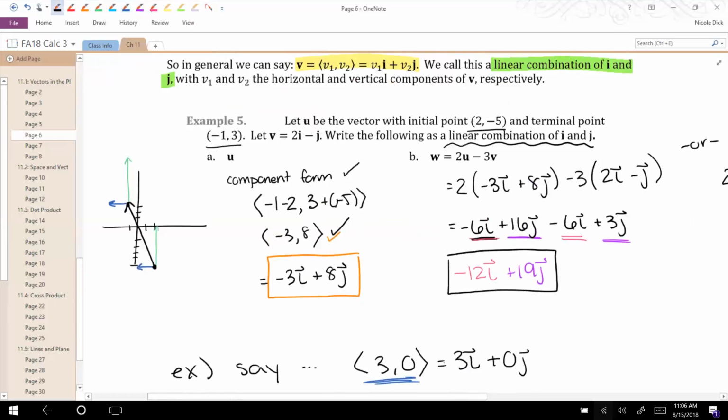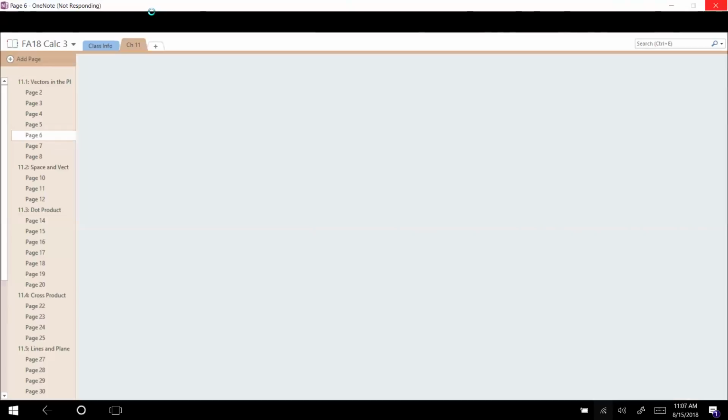So when we were doing component form back on page, oh, my computer stopped responding. Hold on just a second. We'll wait for OneNote to cooperate. I guess I could talk about it while it's waiting. Back on page 3, towards the middle of the top, we said that in general we can find the component form of a vector by doing this. We're taking the endpoint for that vector and subtracting off the initial point for that vector.